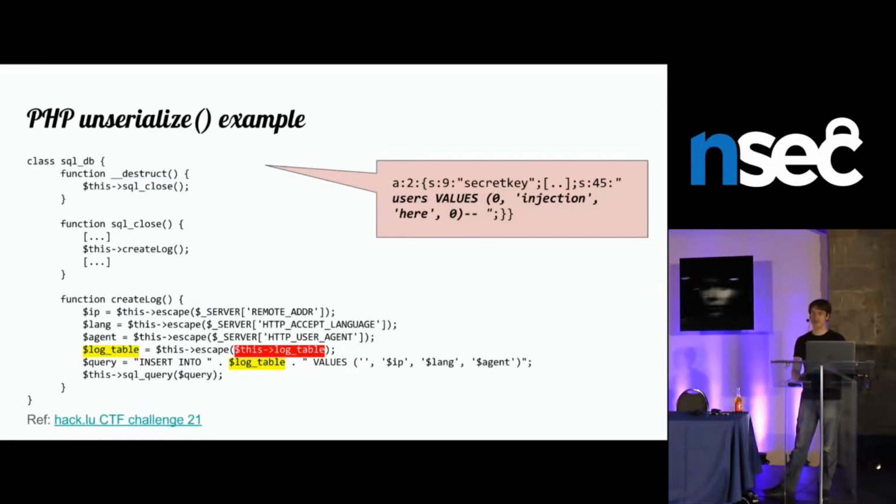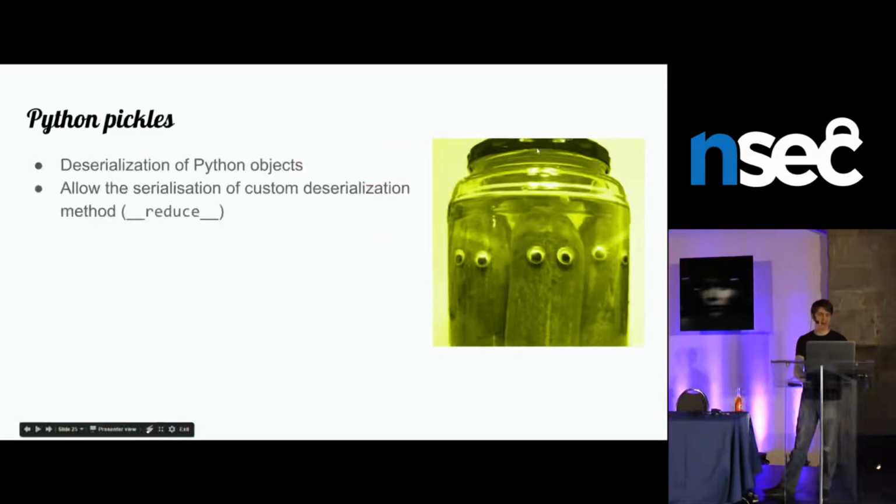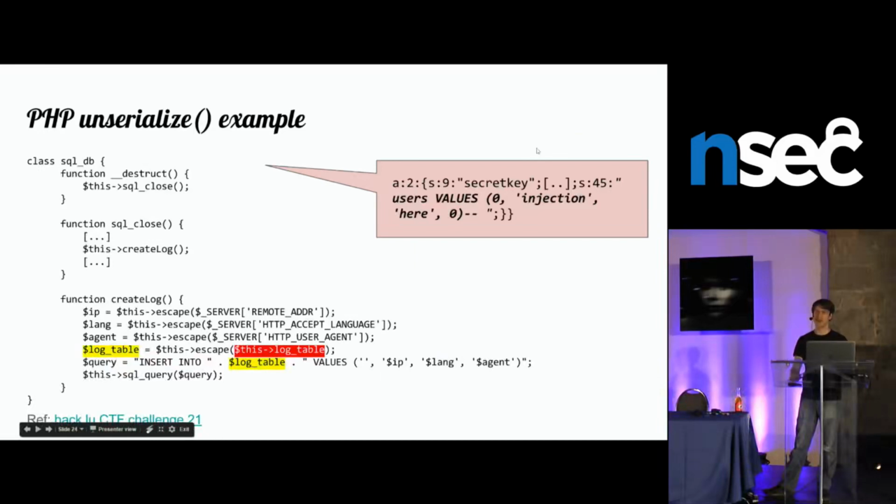This is taken from a CTF, and the challenge was that there was an unserialize operation being done, and you also had access to the source code. So you had a couple of PHP files with the application, and one of the classes, SQLDB, had a destruct method. Each time the SQLDB was being closed, it was calling SQL close and then create log, and the create log was doing SQL queries.